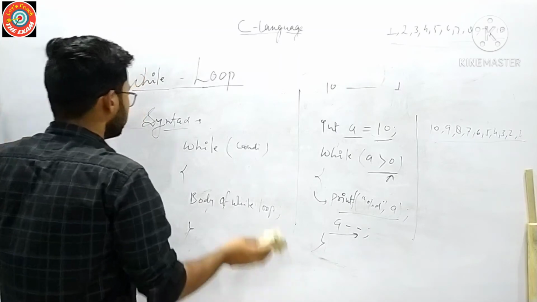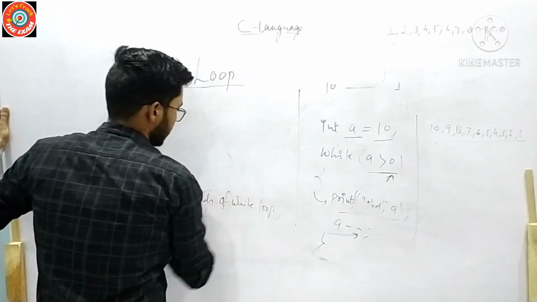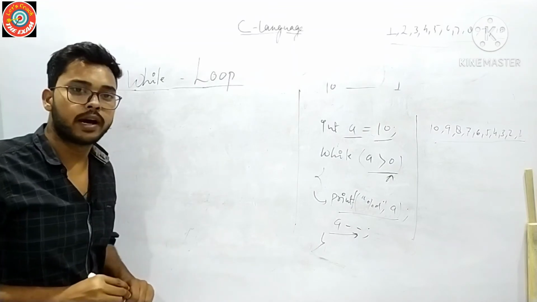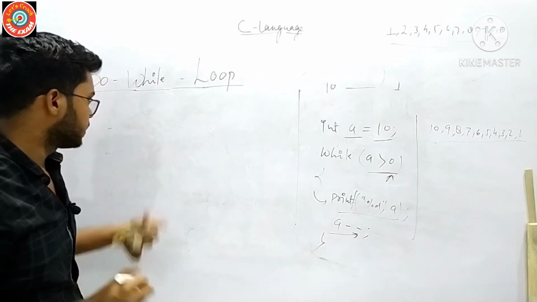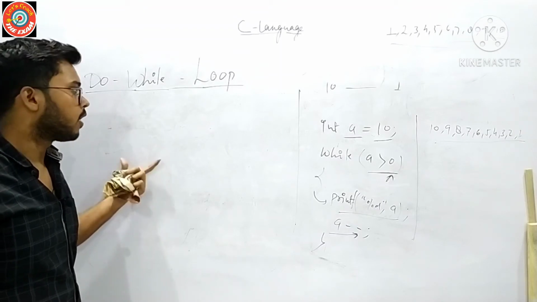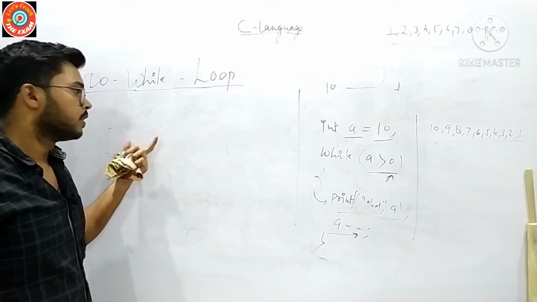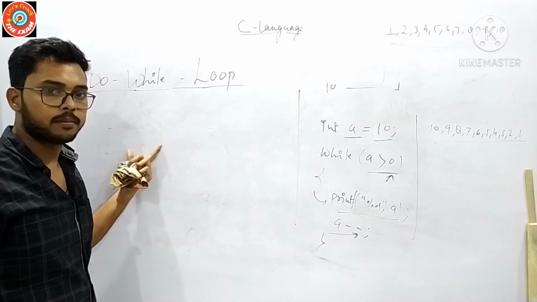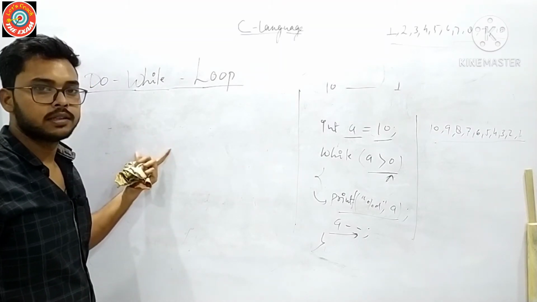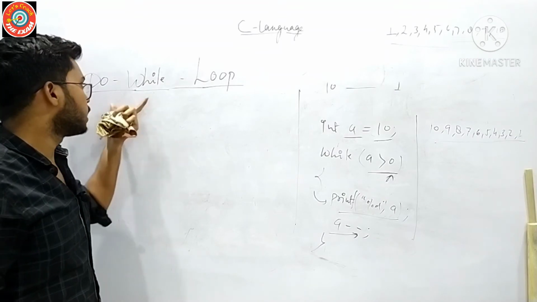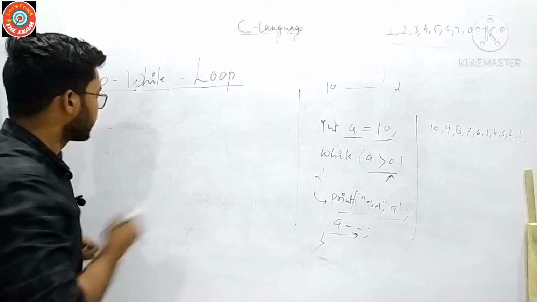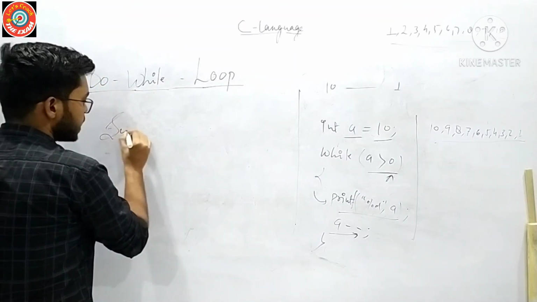Now we will see the working of do while loop. Okay, the specialty of do while loop is even if the condition is not true for the first time, the do while loop will work at least one time. Okay, the condition is true or not, it doesn't matter, the do while loop will work at least once. Okay, so we'll see how it will work.